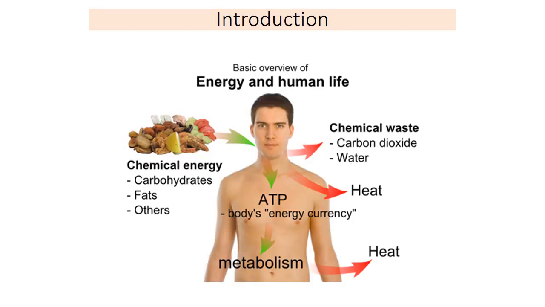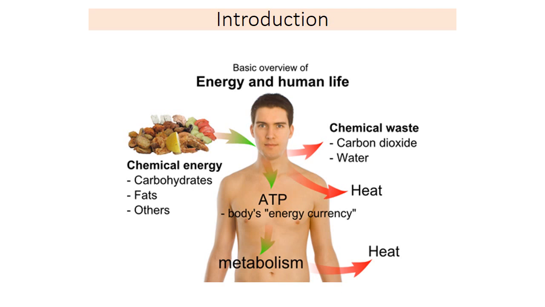All cells in the body require energy for many of their processes, and we know that the body's currency of energy is adenosine triphosphate, or ATP. And if we were to sum all of the reactions in all the cells in the body that use energy and create energy, this will be what we call metabolism.